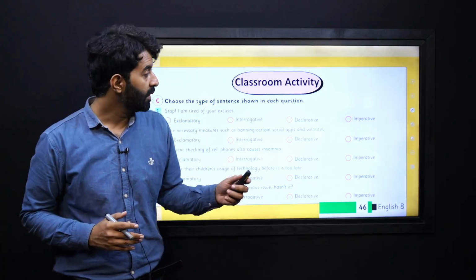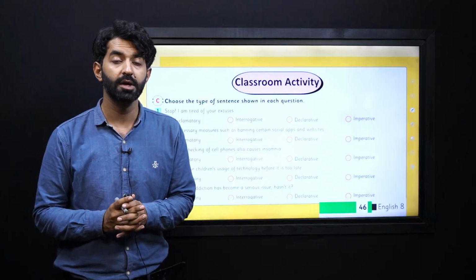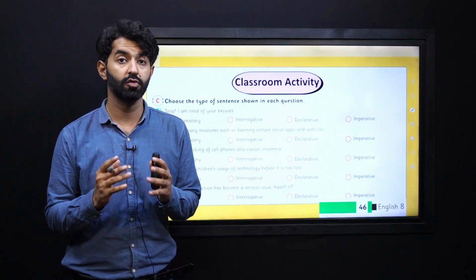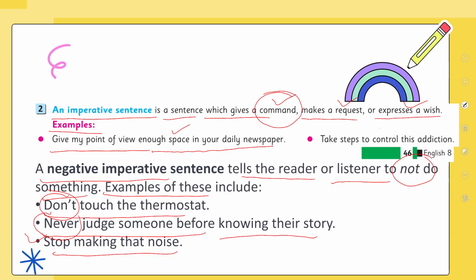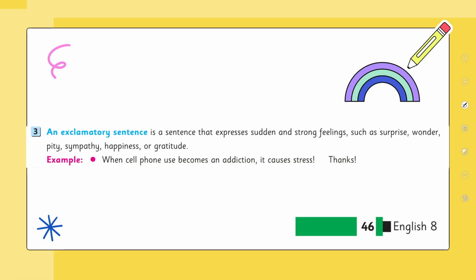And after learning about all these four types, here is your classroom activity that you need to solve, and you have to choose the type of sentence shown in each question. For example, stop. I'm tired of your excuses. Now, is it exclamatory, interrogative, declarative, or imperative? I think this was yet to be done.